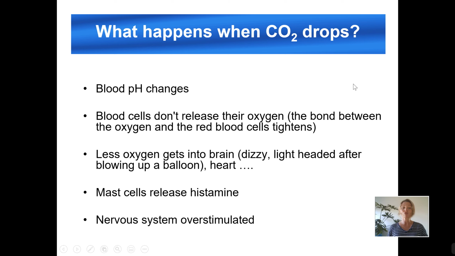When the carbon dioxide drops, it actually changes the pH level of the blood. As I mentioned before, the cells do not release their oxygen because the bond between the oxygen and the red blood cells is really tight. It even gets tighter. It needs the presence of carbon dioxide to release the oxygen out of the blood cells and into the tissues. A good example that we'll all know is when you're blowing up a balloon. If you're blowing up a load of balloons, you get really dizzy really quickly. That's an example of blowing off too much carbon dioxide.